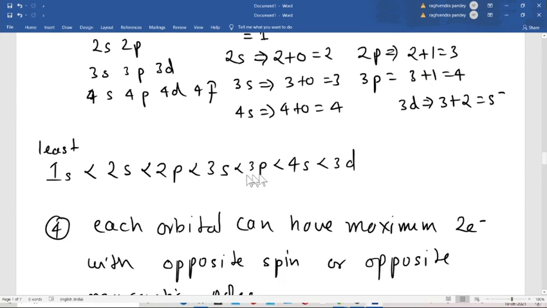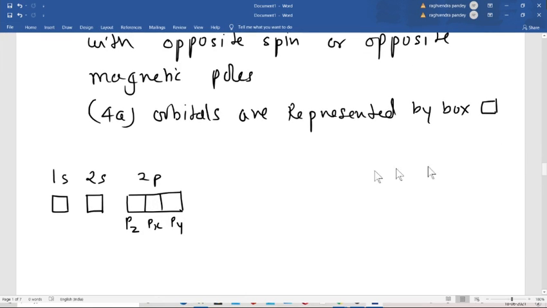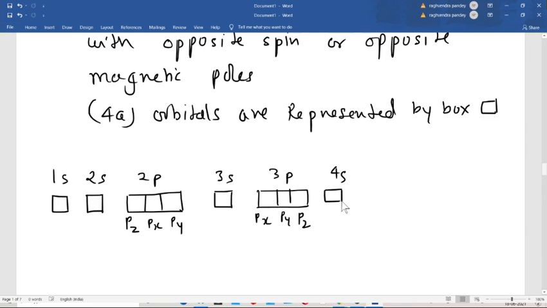Then after this it is 3s. See, 3s, 3p, 4s, 3d. Here I am writing 3s, one box. Orbitals are represented by a box, so one box means one orbital. p has 3 orbitals, so 1, 2, 3 boxes. Then comes 3p again, so we have 3 boxes here. Again you can write px, py, pz. No sequence is required. Then after this we have 4s, which I can write like this. There is a single box for s. Everywhere s has a single box, a single orbital.